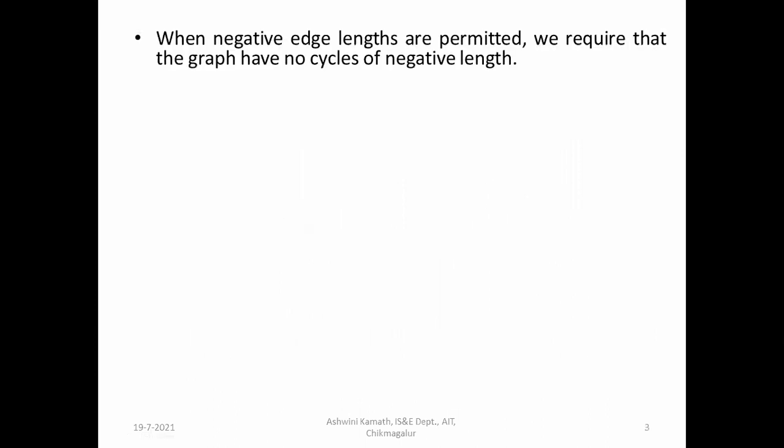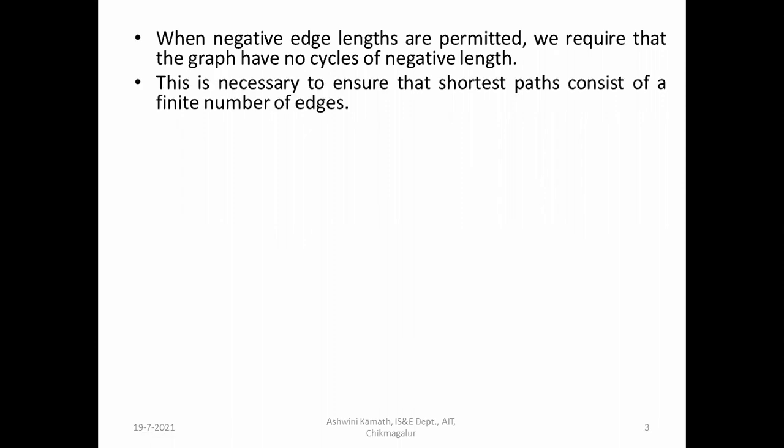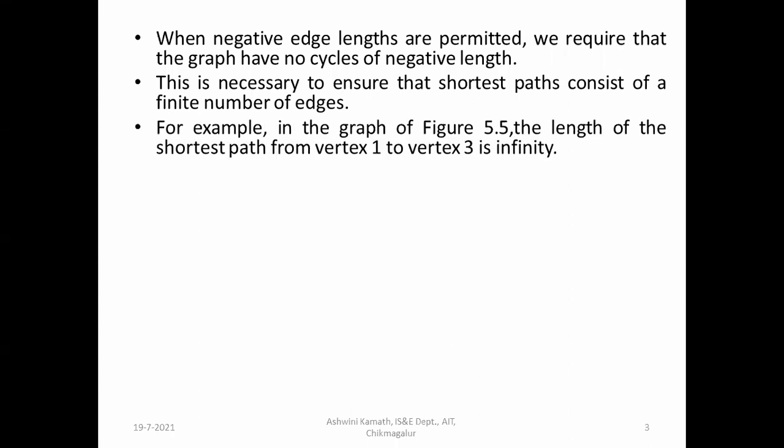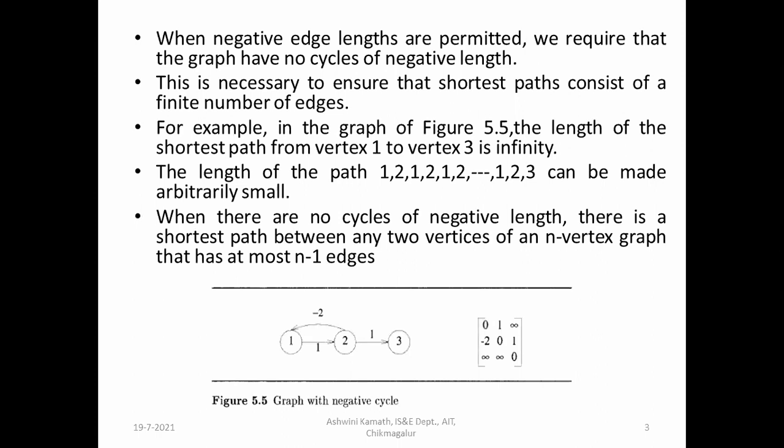So when negative edge lengths are permitted, we require that the graph should have no cycles with negative length. This is necessary to ensure that the shortest path consists of a finite number of edges. If we have cycles with negative length, it will go to infinity. So consider this graph, where we have a negative length cycle here.